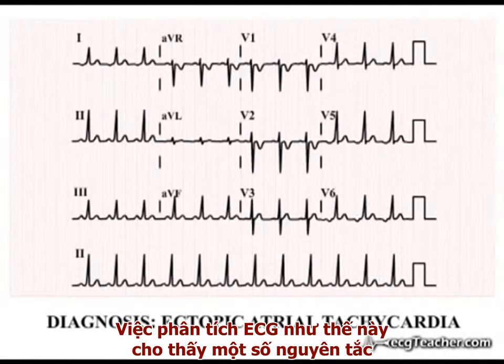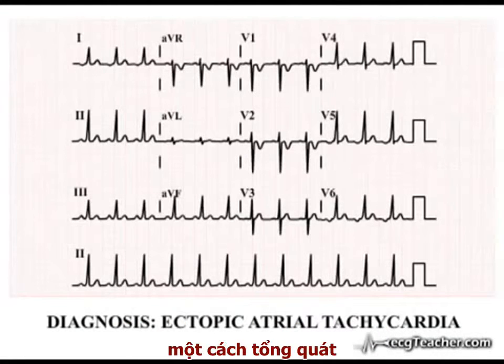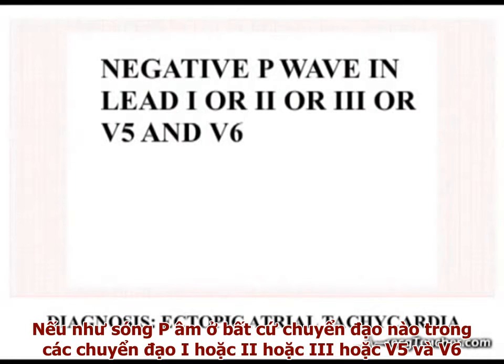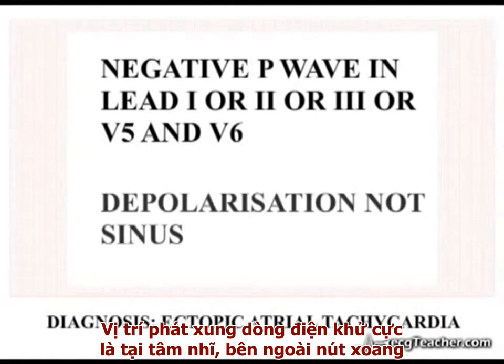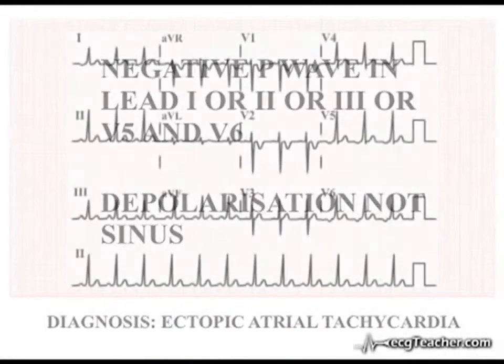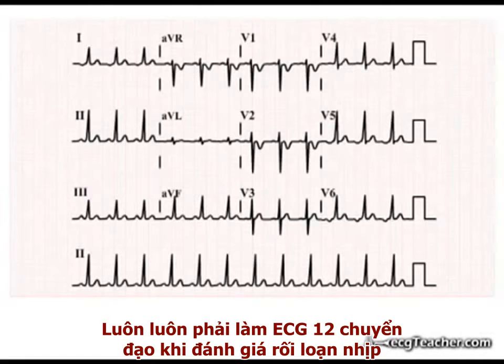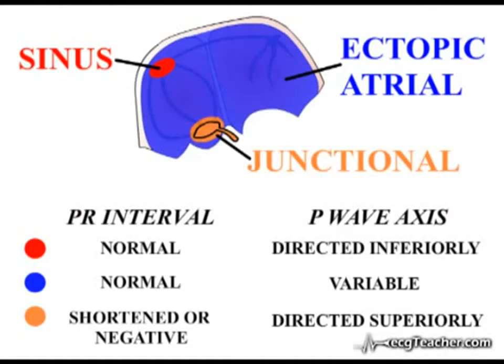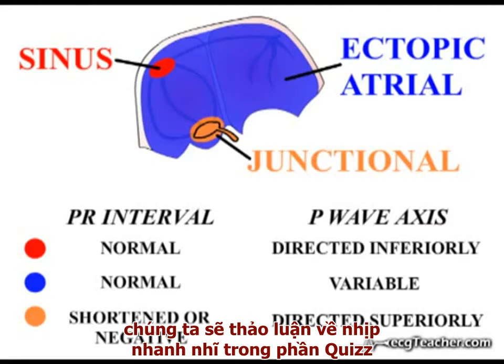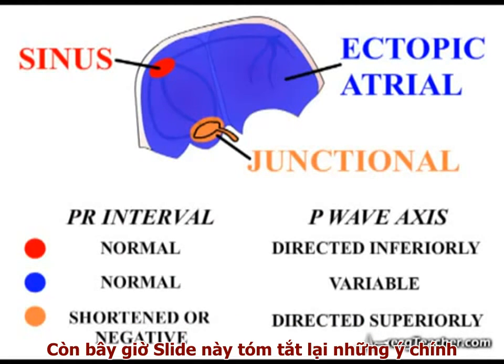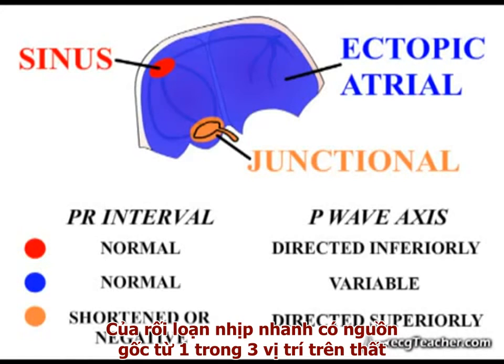Analysis of this ECG illustrates a number of principles. Firstly, in general, if P waves are negative in any of leads 1, 2 or 3, or V5 and V6, the origin of atrial depolarization is ectopic, that is, it lies outside the sinus node. Secondly, as a general point, if the patient's clinical condition allows it, a full 12-lead ECG should always be obtained when trying to diagnose an arrhythmia. We will discuss ectopic atrial tachycardia again in the quiz section. For now, this slide summarizes the main features of tachyarrhythmias arising from a focus in each of the 3 supraventricular zones.